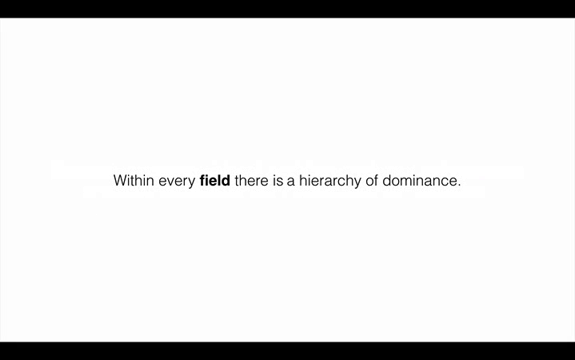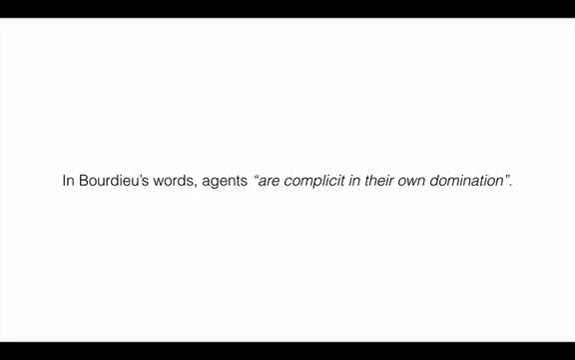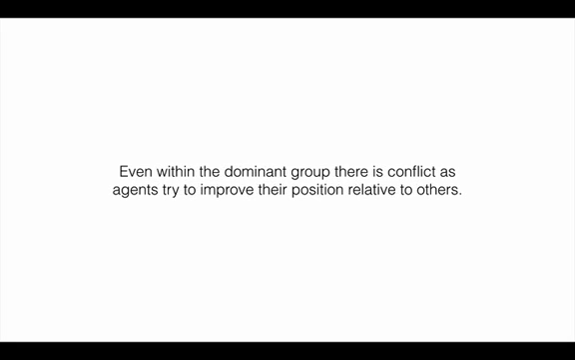Within every field there is a hierarchy of dominance. Even within a dominant group within a field, there are some agents that are more dominant than others. In Bourdieu's words, agents are complicit in their own domination. Bourdieu describes the complicity of agents as the exercise of symbolic power, which is derived from the conversion of the agent's capital into symbolic capital.